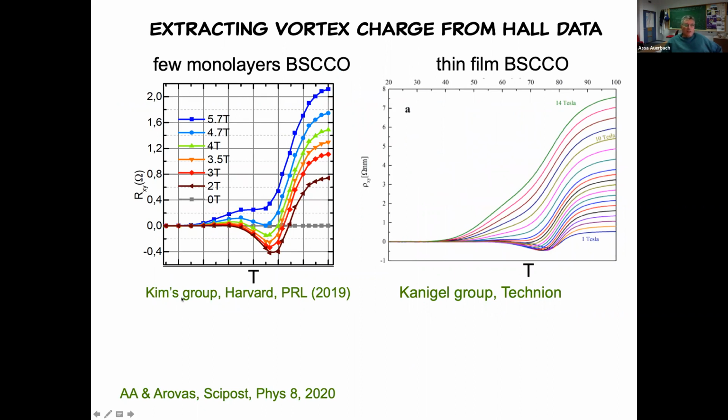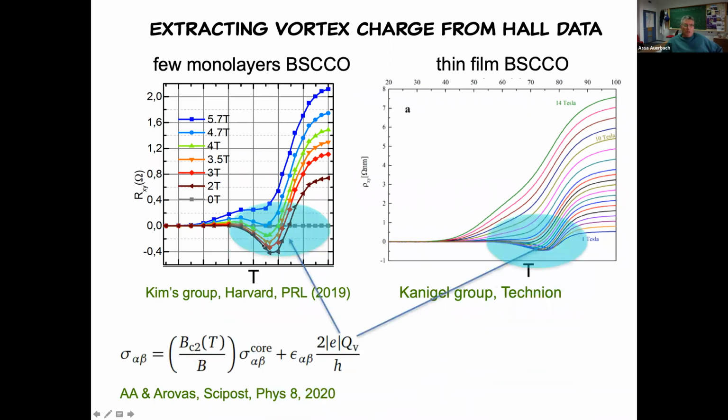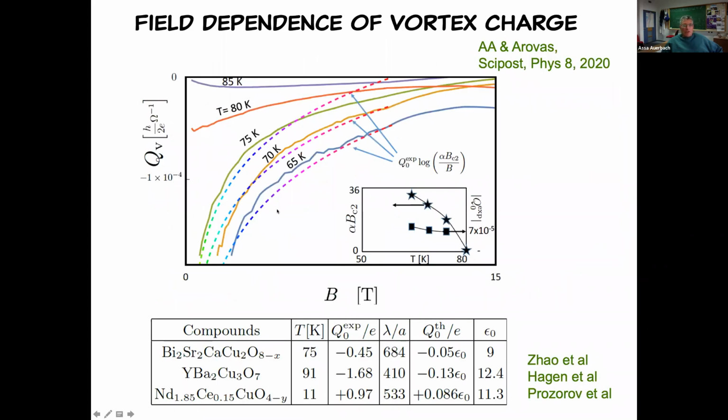This data of the Kim's group in Harvard from 2 years ago, and data that has not been published yet, hopefully soon, by Amit Kanigel and Yuval Nitzav, that shows this Hall anomaly. And from the Hall anomaly of Rxx and Rxy, one can extract the vortex charge. And the reason for the sign inversion is due to that charge. And this is a fit to the log B, and the magnitude of the vortex charge is given here by fitting essentially the dielectric constant, which we don't know very accurately, but the dielectric constant looks reasonable, close to 10 in these materials.